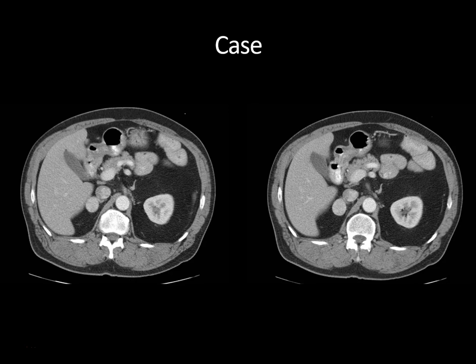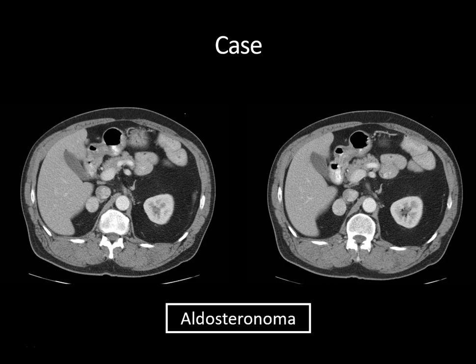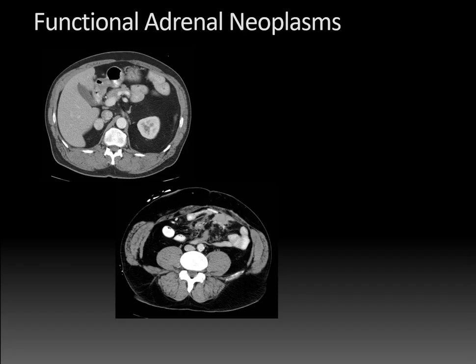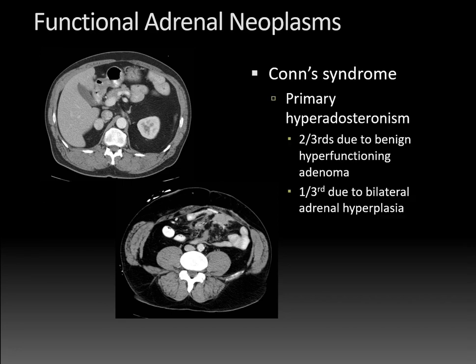All right, now here's another case showing a homogeneous enhancing right adrenal mass, well circumscribed, posterior to the inferior vena cava. It's very nonspecific but looks benign, and this turned out to be an aldosteronoma. So let me talk a little bit about functional adrenal neoplasms. This is a patient with an aldosteronoma which causes Conn syndrome, which is also known as primary hyperaldosteronism. And in these patients, you have a high aldosterone level, which leads to low renin levels, and these patients often have hypertension and hypokalemia. 2/3 are due to benign hyperfunctioning adenomas, and 1/3 are due to bilateral adrenal hyperplasia.